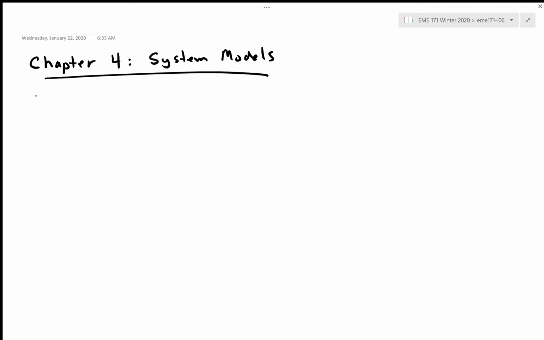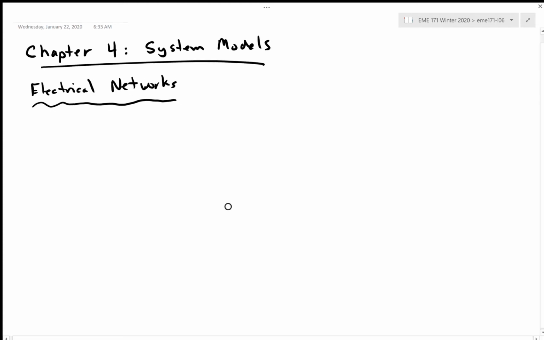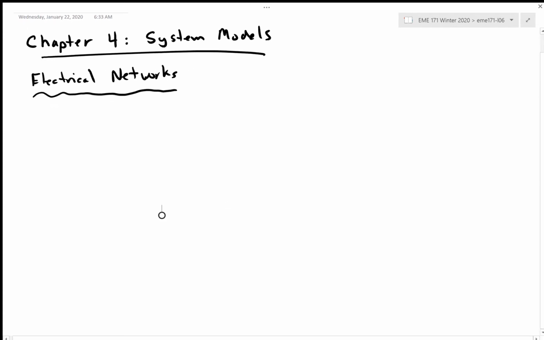So we're going to start with electrical networks. So this is now into chapter 4. We are going to assemble and create our first bond graph. So chapter 4, system models, and we will start with electrical networks. So you're going to have to dust off your circuits class a bit to remember some of these pieces, but these are the first bond graphs that we will work through.